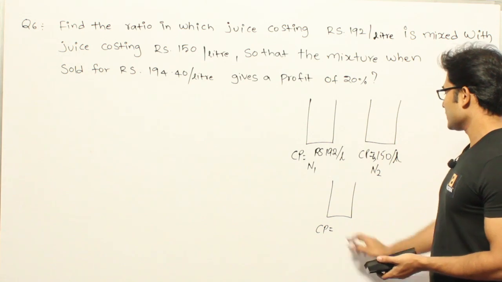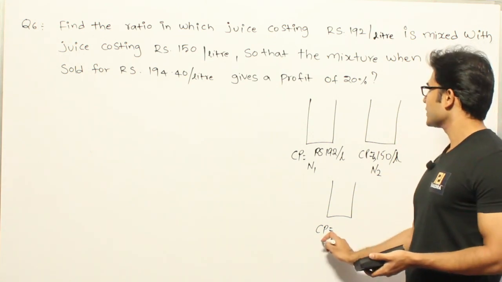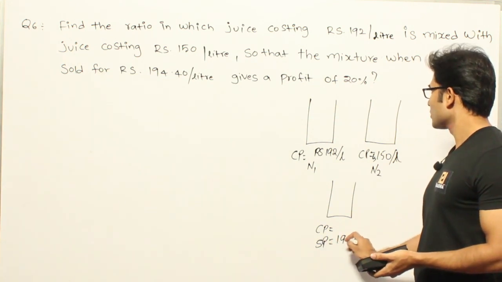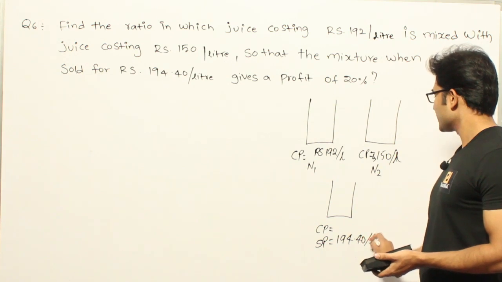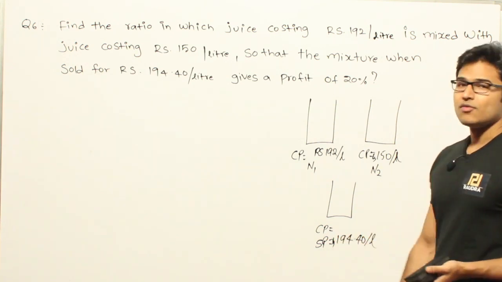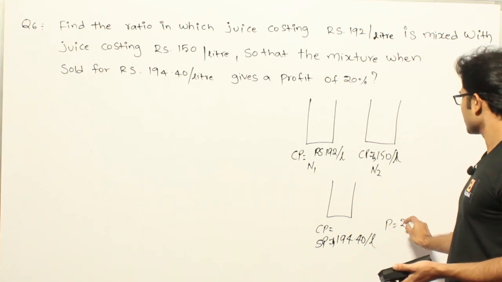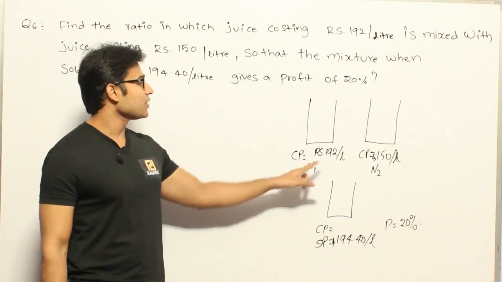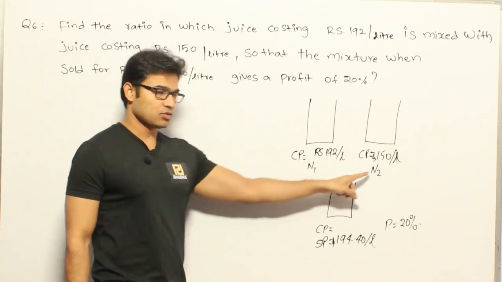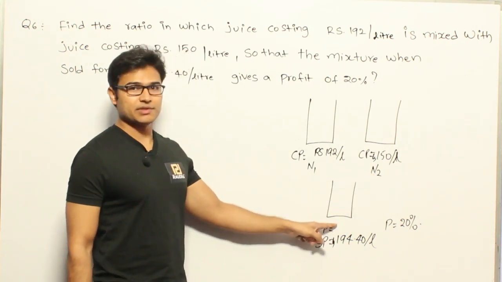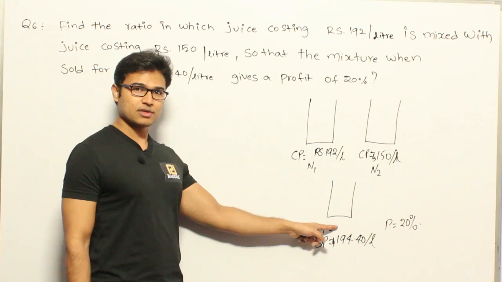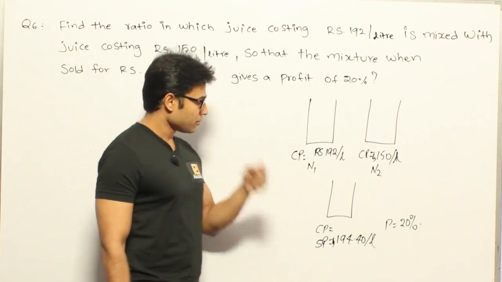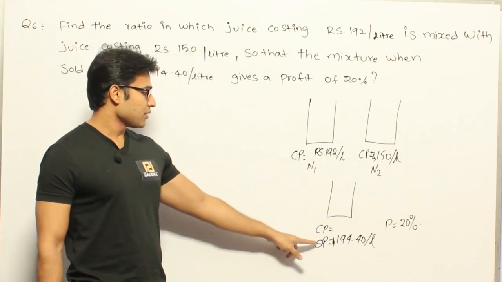Now they are saying that this mixture is sold at 194.40 rupees per liter, and if it is sold at this, we are making a profit of 20%. Then they are asking us what should be the ratio of N1 and N2. So in order to find out the N1 and N2 ratio, you are supposed to find out this cost price. Once you find it, I can directly apply the formula of alligations and find out the ratio of N1 and N2. So before going ahead, we have to find out the cost price here.